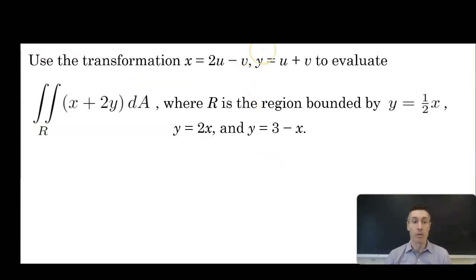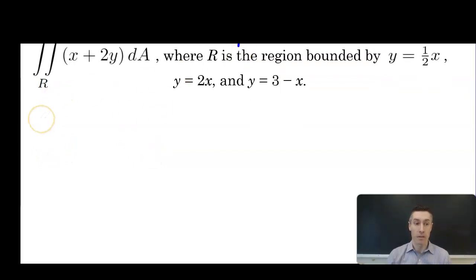So our first example, use the transformation x equals 2u minus v, y equals u plus v to evaluate. So this right here, that's our transformation. That's our T. So we've identified the transformation. Then we're trying to evaluate the double integral over the region R of x plus 2y dA, where R is the region bounded by y equals 1/2 x, y equals 2x, and y equals 3 minus x. So now that we have the transformation, let's figure out what the region looks like in the UV plane.